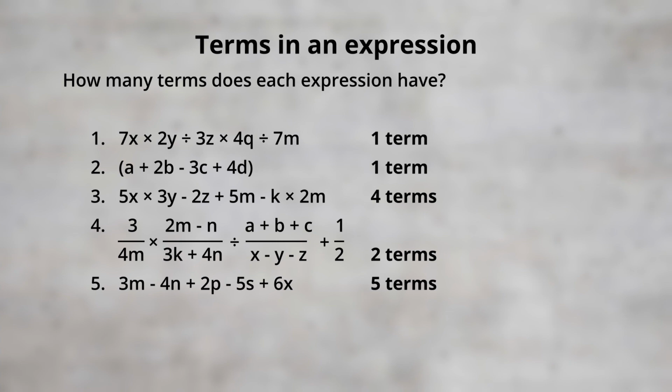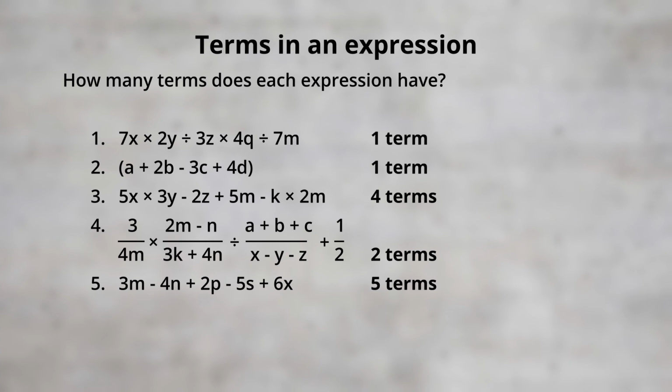At number 1, there are no plus or minus signs at all. It is all one long term. Number 2. The whole expression is enclosed in a bracket. It does not matter at all what is inside the bracket. It is all one term. Number 3 has 4 terms. Count the parts between the plus and minus signs.